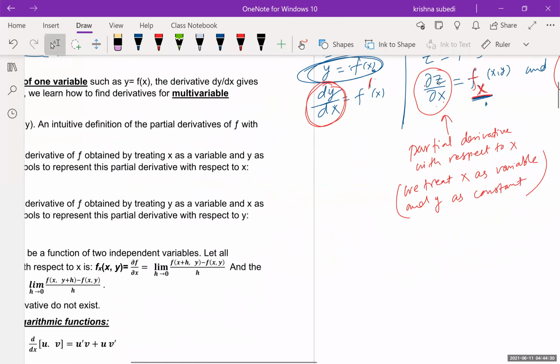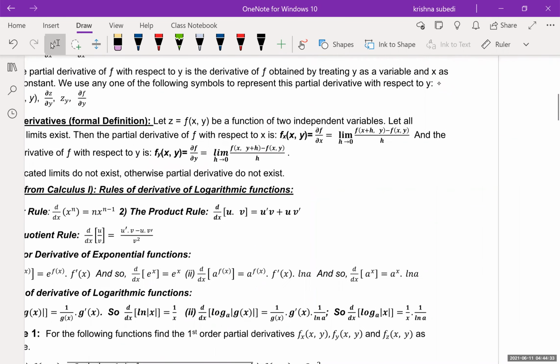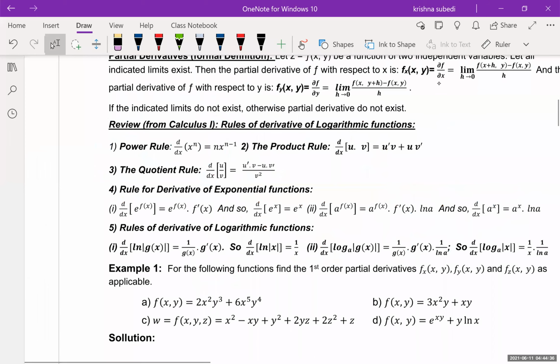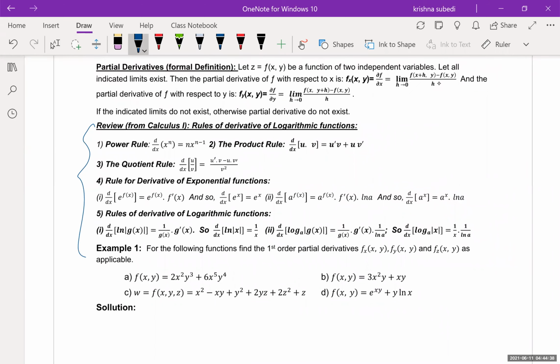Now let's try a few questions here. By the way, you need to recall all the formulas that you learned in your calculus 1, okay? Power rule, product rule, quotient rule, derivative of exponential function, and derivative of logarithmic function. So you need to recall those formulas. If you forget, I have just provided those formulas here, and it should be with you in your handout. Okay, make these formulas handy. You may need them anytime.